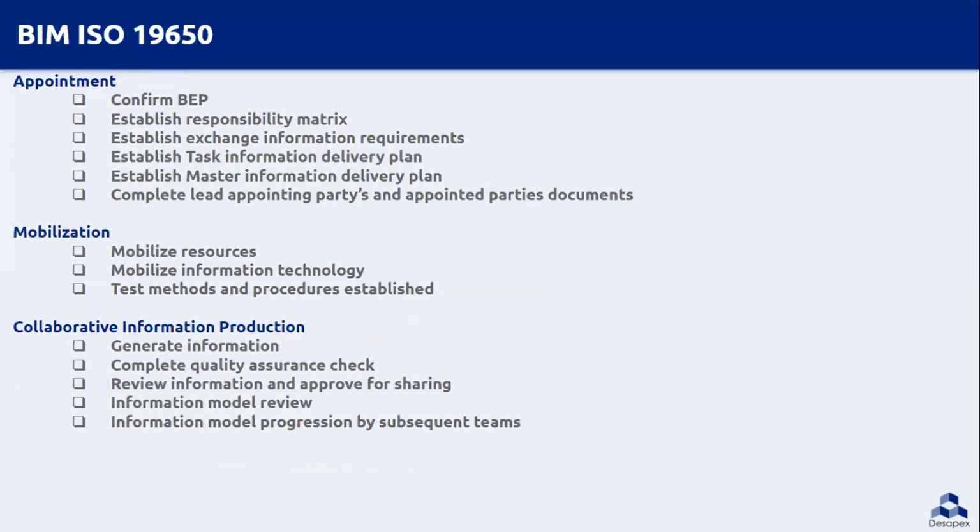Once the appointment is made, based on the selection criteria, confirmation of the BEP, information exchange requirement, task information delivery plan, and master information delivery plan is prepared. We are now at the mobilization stage of the project where the appointed party checks and sets methods and procedures. Once the test completes, they start generating collaborative information, which is also the development of model stage. The information is checked for quality and after review and authorization, it is shared with the appointing party for approval.